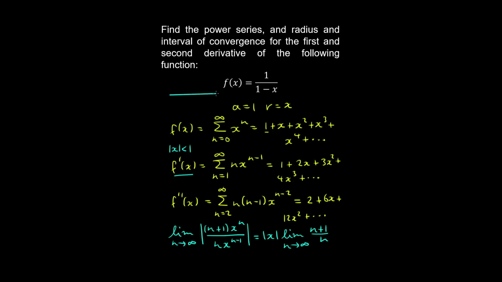And therefore, the radius of convergence is 1. And the interval of convergence is open from minus 1 to 1. And if you follow the same steps for the second derivative, you should obtain the same result.